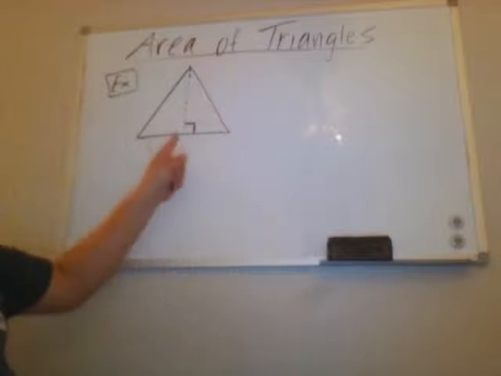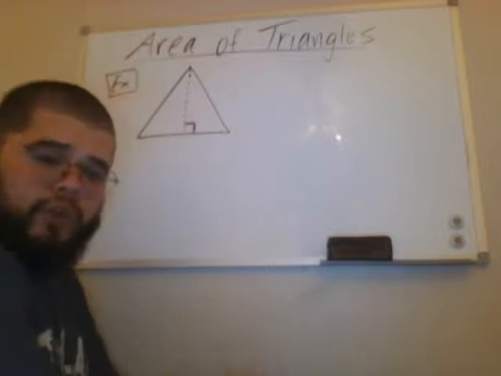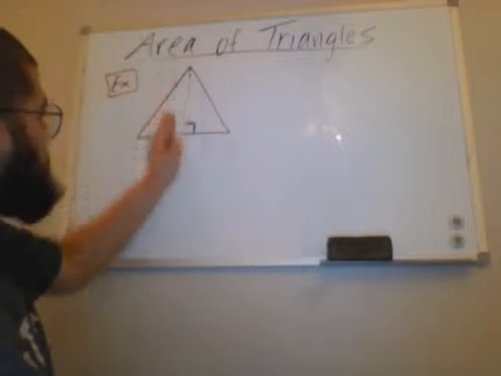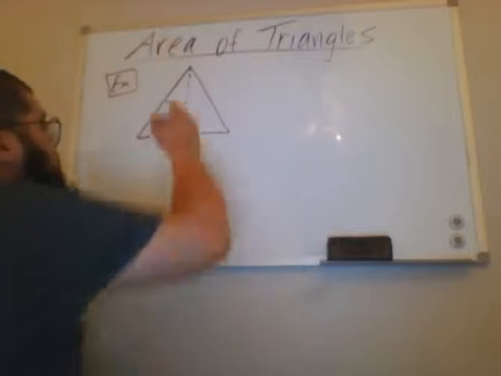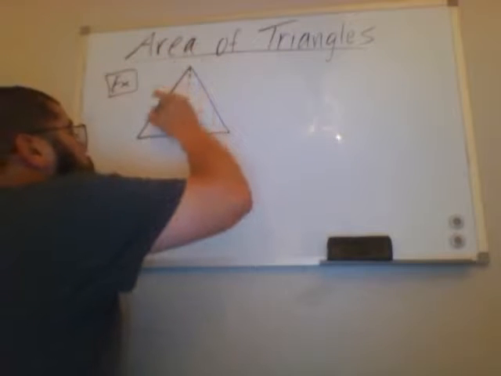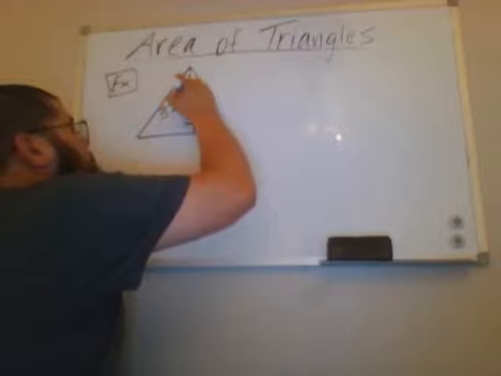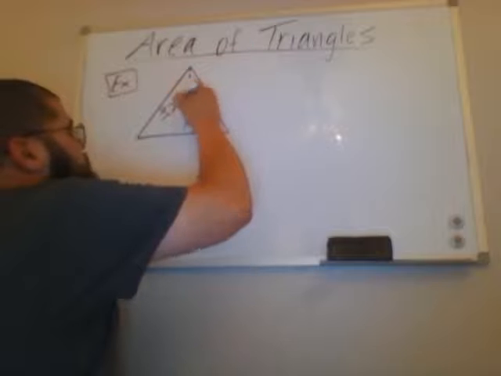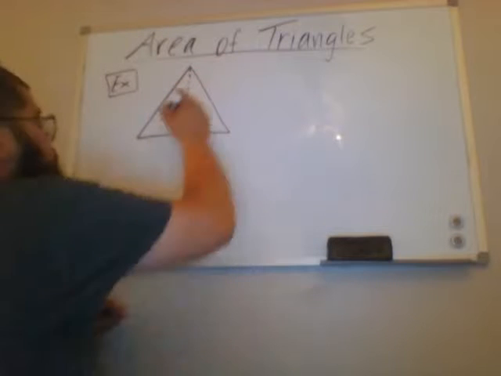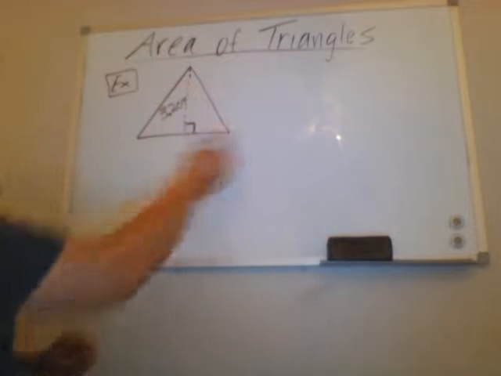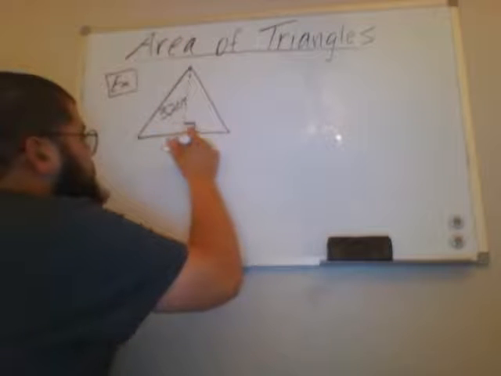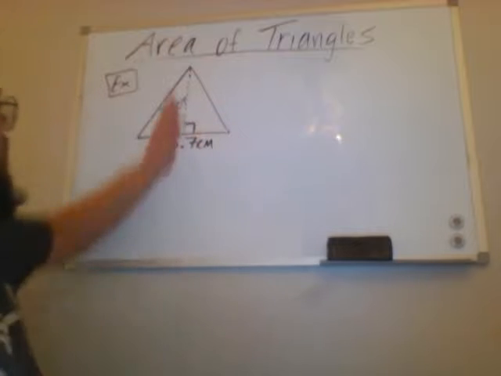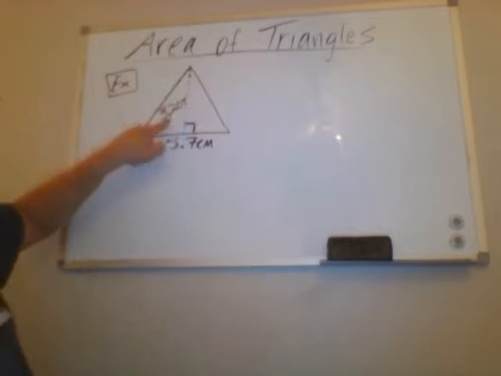I'm going to stress that right angle just like I did with the area of squares video and area of rectangles video. That tells you that this up and down line is going to be your height. You've got to keep that in mind. So this height, we're going to say is 3.2 centimeters. And then the base, we're going to say that is 5.7 centimeters.